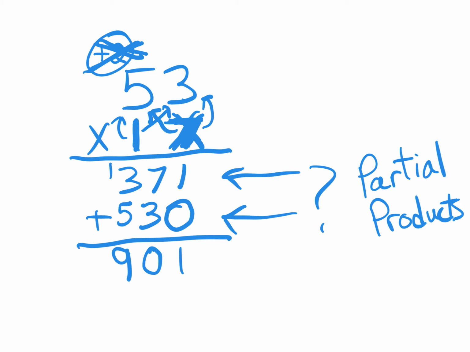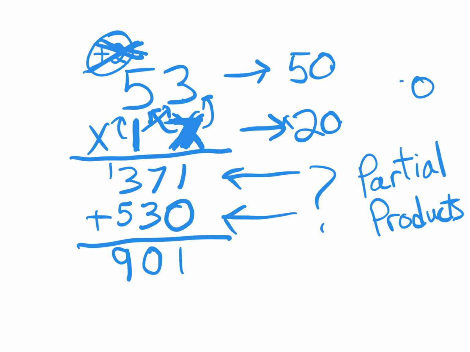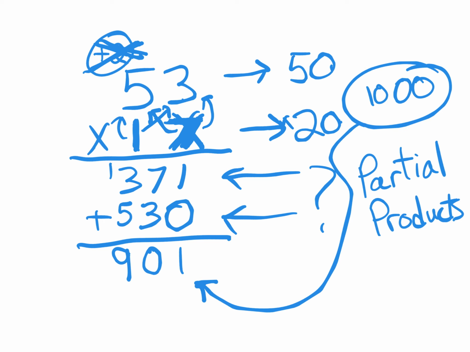Now let's check it using estimation. 53 is close to 50. 17 is close to 20. If I multiply these, the zeros give us 0, 0. 2 times 5 is 10, which gives us 1,000. That seems pretty reasonable if our answer is 901.